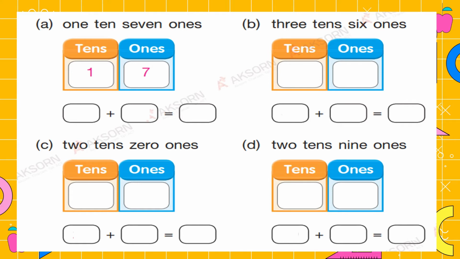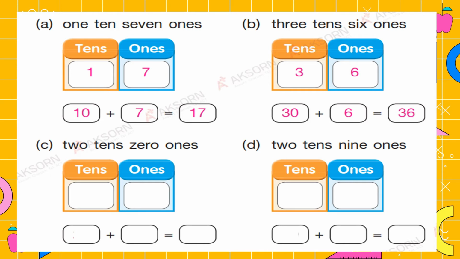Now we're going to write the expanded form of 17. We have 10 plus 7 is equal to 17. Very good. Next, letter B. We have 3 tens, so we're going to write 3 in the tens place, and we have 6 ones, so write 6 in the ones place. Now let's write it in expanded form. How many tens do we have? We have 30. 30 plus how many ones do we have? 6. So we have 30 plus 6 is equal to 36.